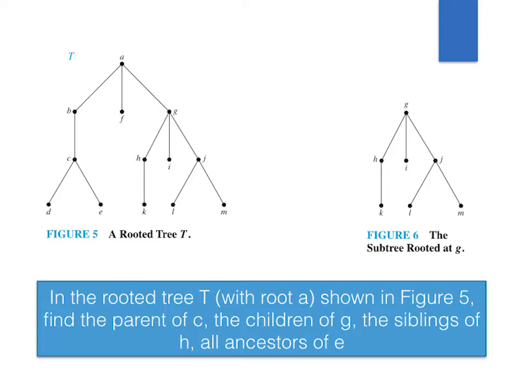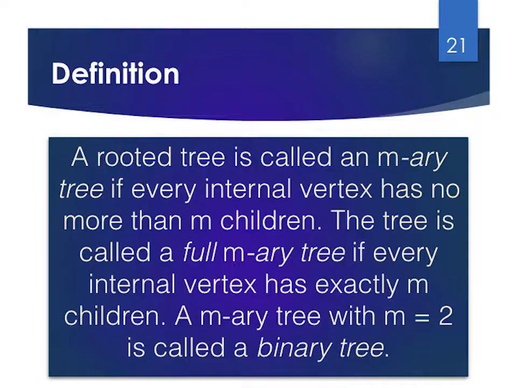Later in this video, we will use such trees to study problems involving searching, sorting, and coding. A rooted tree is called an m-ary tree if every internal vertex has no more than m children. The tree is called a full m-ary tree if every internal vertex has exactly m children, and an m-ary tree with m equal to 2 is called a binary tree.